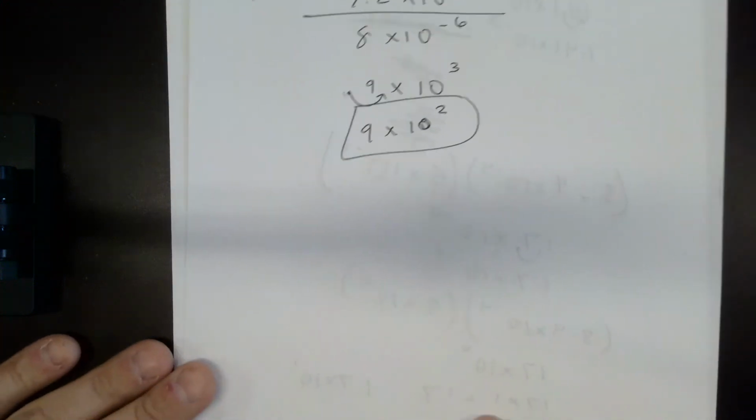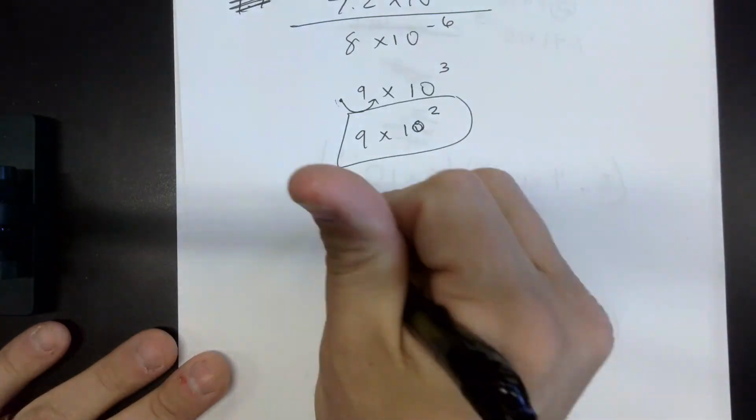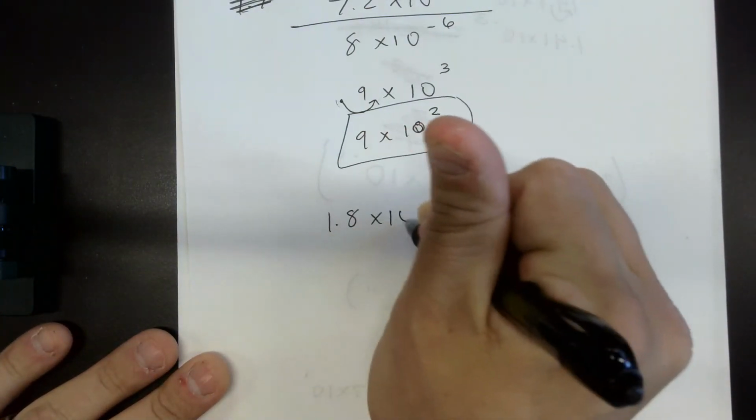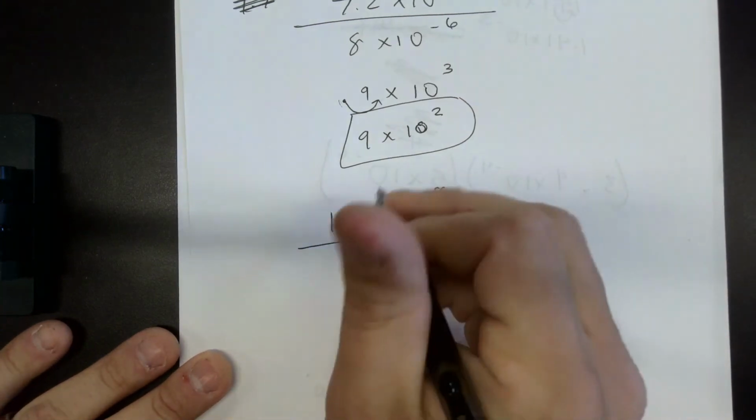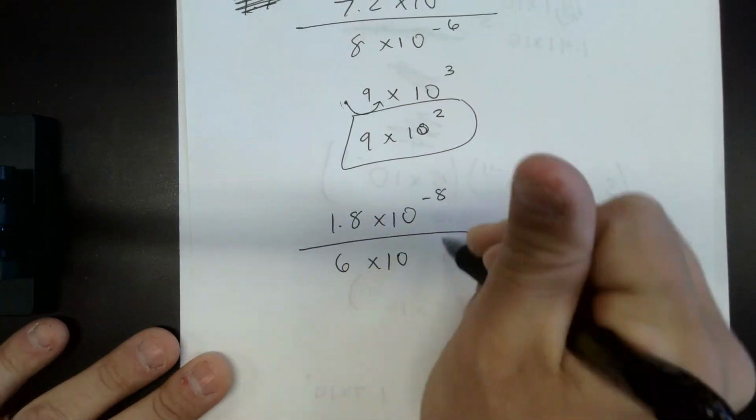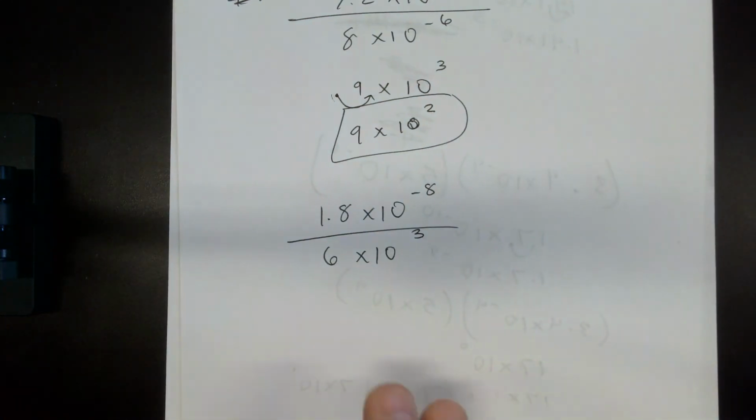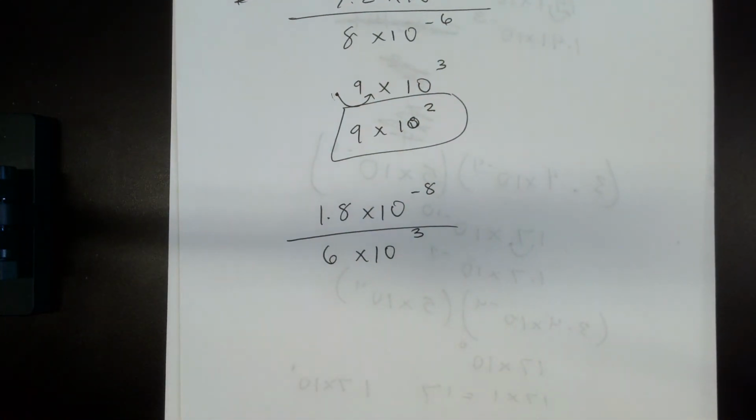Okay, I want you guys to try this one on your own. Let's just see if we can get it. 1.8 times 10 to the negative 8 over 6 times 10 to the third. Try that one on your own.